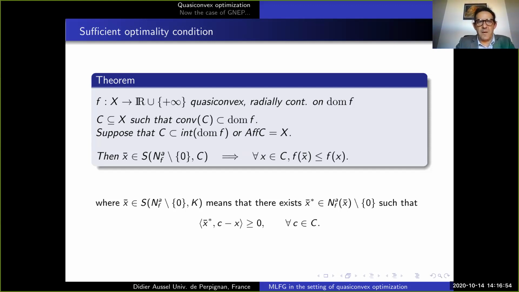When I say Stampacchia variational inequality, I'm speaking about the classical one. You know, it means that there exists an x star bar in the adjusted normal operator without zero.